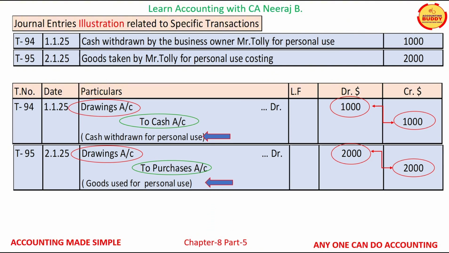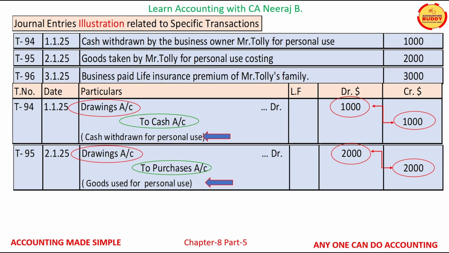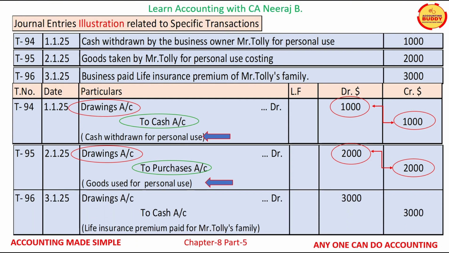Transaction T96 is business paid life insurance premium for Mr. Tooley's family amounting to $3000. The two accounts affected by this transaction are drawings account and cash account. Drawings is a personal account. As per personal account rule, debit the receiver. Cash is a real account and as per real account rule, credit what goes out. Therefore, this transaction is passed for $3000 by debiting drawings account and crediting the cash account with proper narration for the entry.